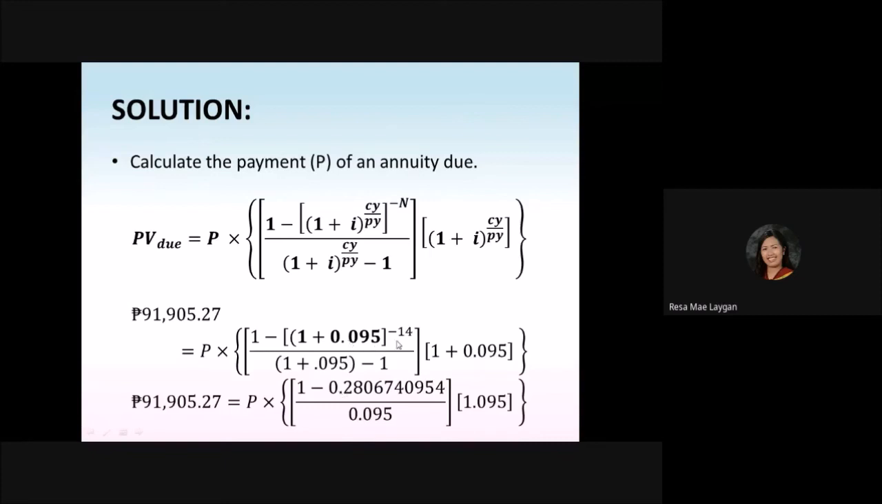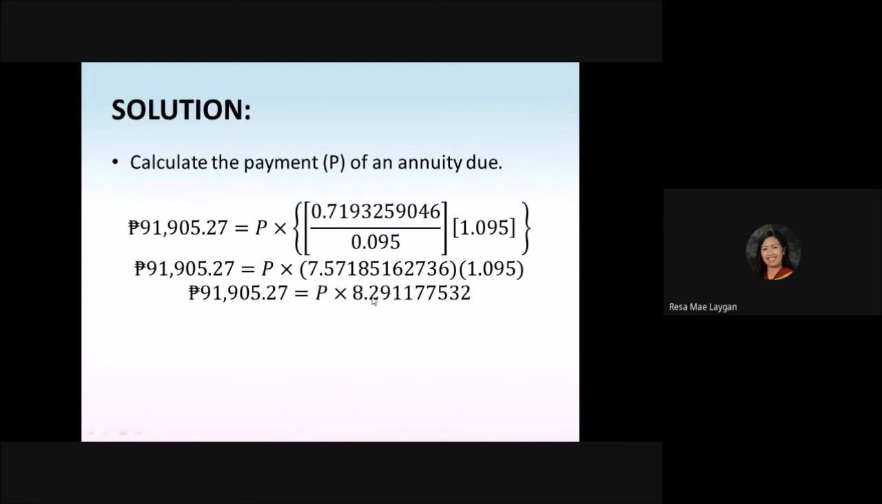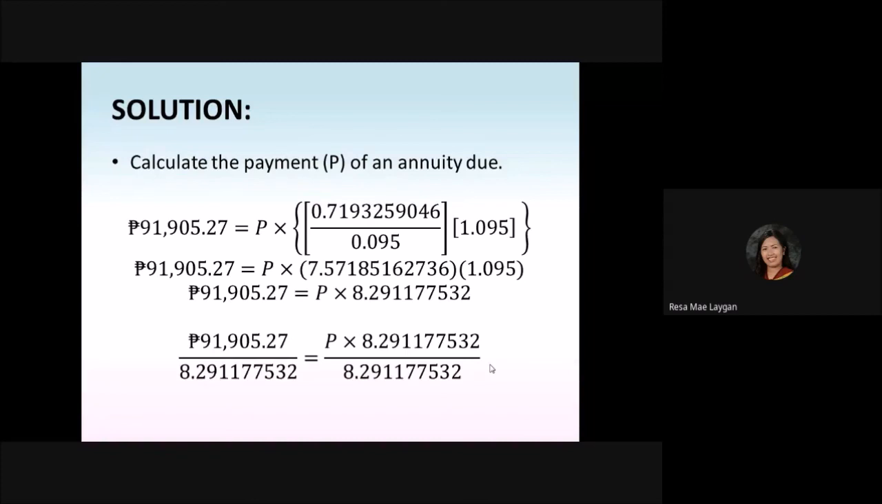And your 1.095 to the power of negative 14 is 0.2806740954. So you have to deduct 0.2806740954 from 1. Then you will get the value of 0.71932599046. So now you have to divide this amount by 0.095, and you were able to get 7.5718516273. And you have to multiply this by 1.095. Then you will get the value of 8.2911775332. So in order to get the value of P, you have to divide both sides by 8.2911775332. So you cancel this out.